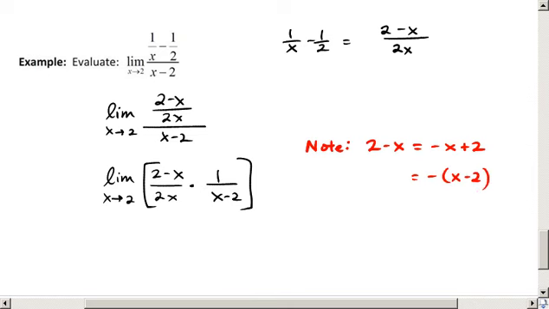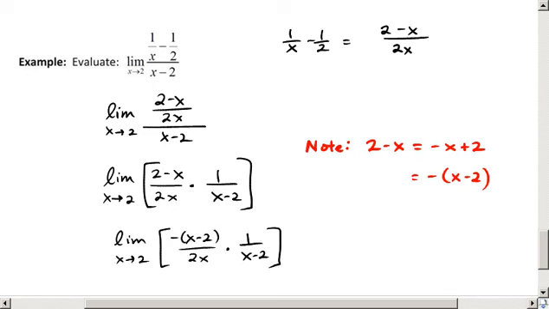So I make that substitution, and voila. These will now cancel out. I end up with the limit as x approaches 2 of negative 1 over 2x, which we can now evaluate using direct substitution.